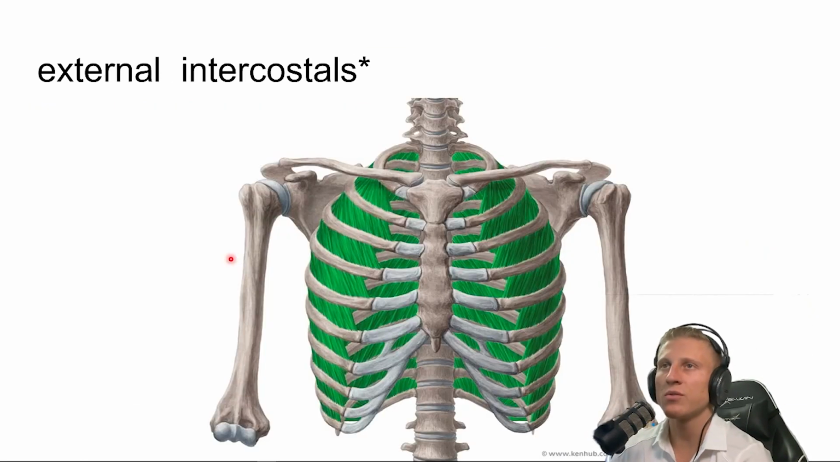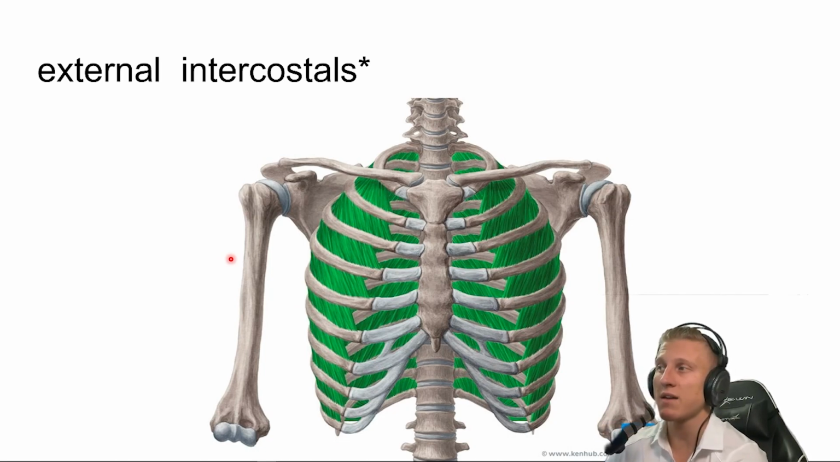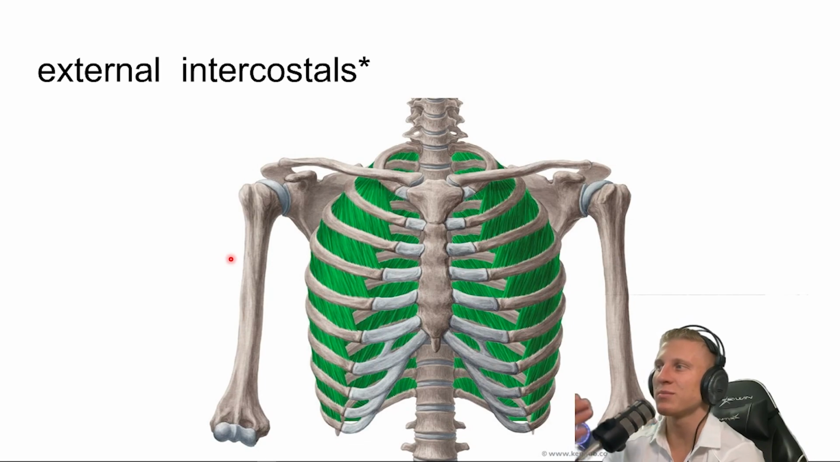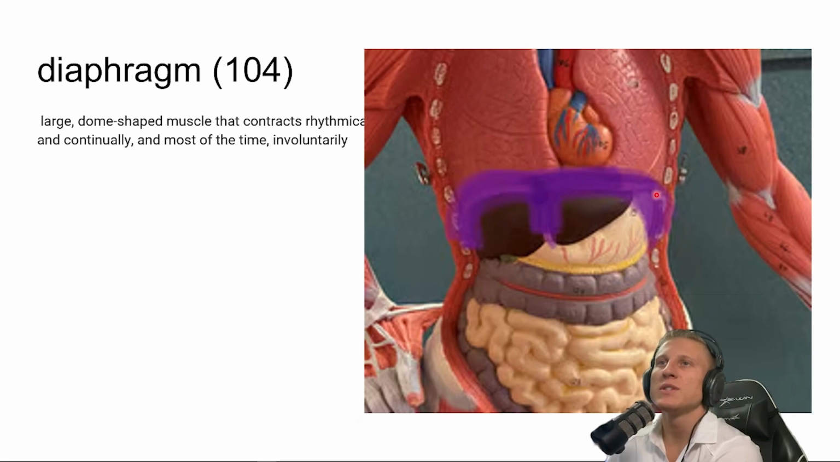Internal and external intercostals, again, are located in between your ribs, and their physiological function is to help with respiration. Increasing the size of the thoracic cavity allows increased lung volume, creates negative pressure, pulls air inwards, right? All right. Then we have the diaphragm. Diaphragm is delineating the thoracic cavity from the abdominal cavity and is involved in respiration. Most of the time it's involuntary, although we do actually also have motor control over it. Fun fact.